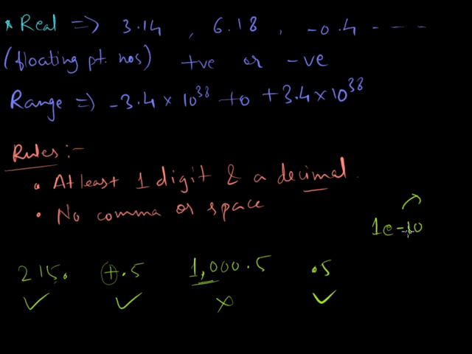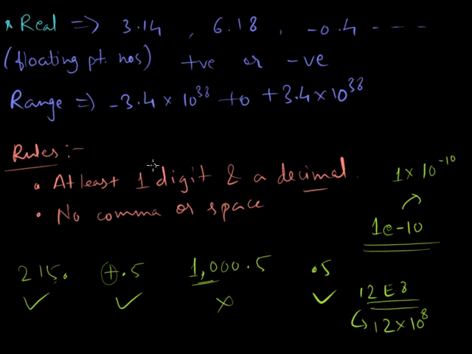So to represent it normally, we would do like this: 1 into e is 10, so 10 raised to power minus 10. Anything that succeeds e goes to the powers of 10, goes to the exponent of 10. So this is important. If I say 12e8, we can also represent this as 12 into e is replaced by 10, and anything that succeeds e goes in the power of 10. So 10 raised to power 8. This is how real numbers are represented.